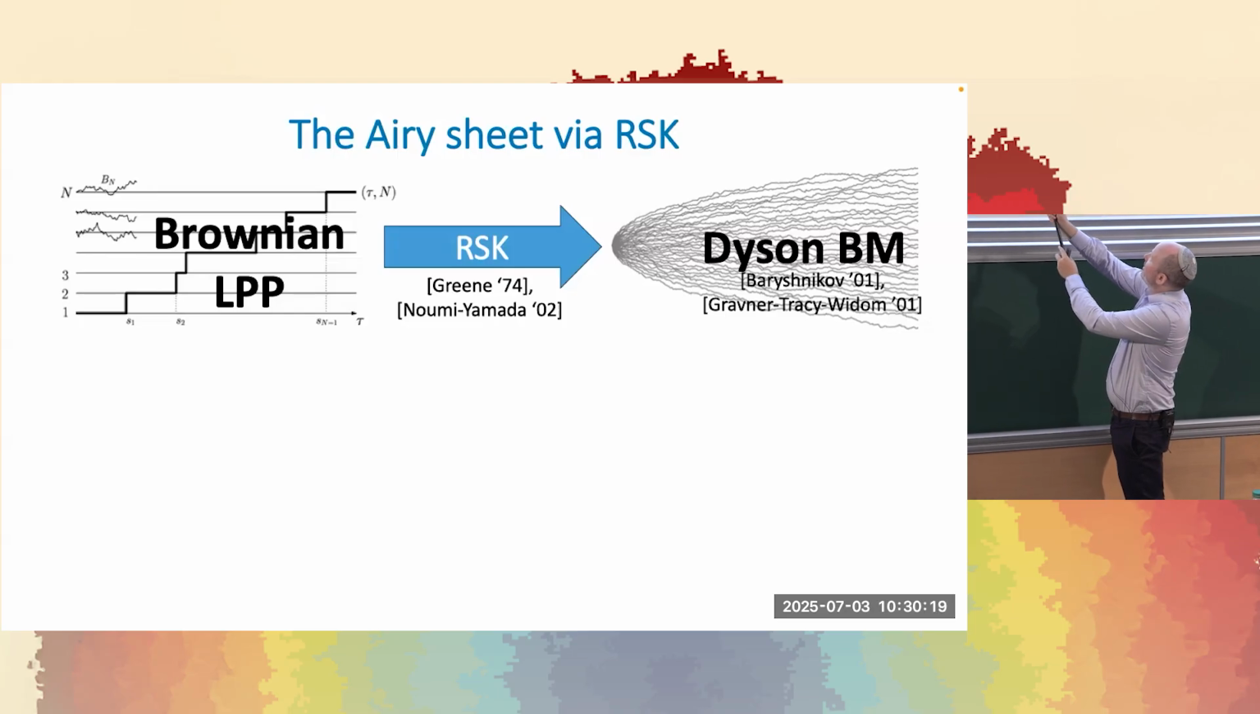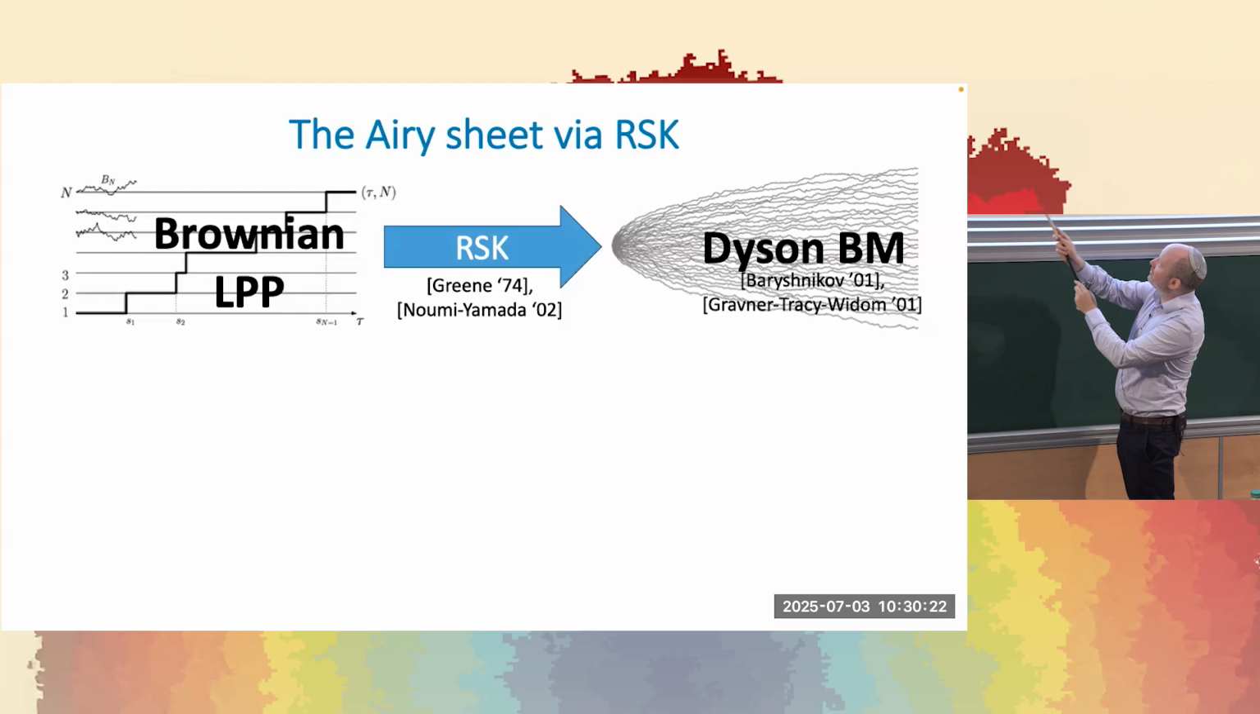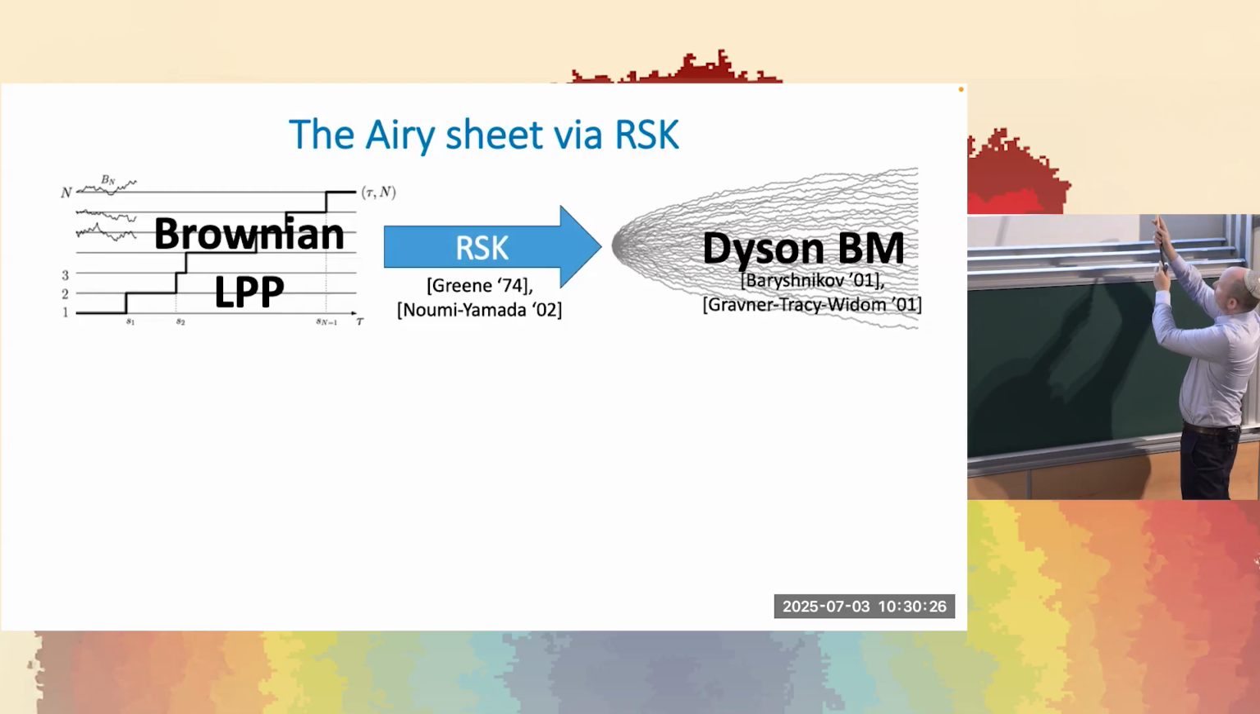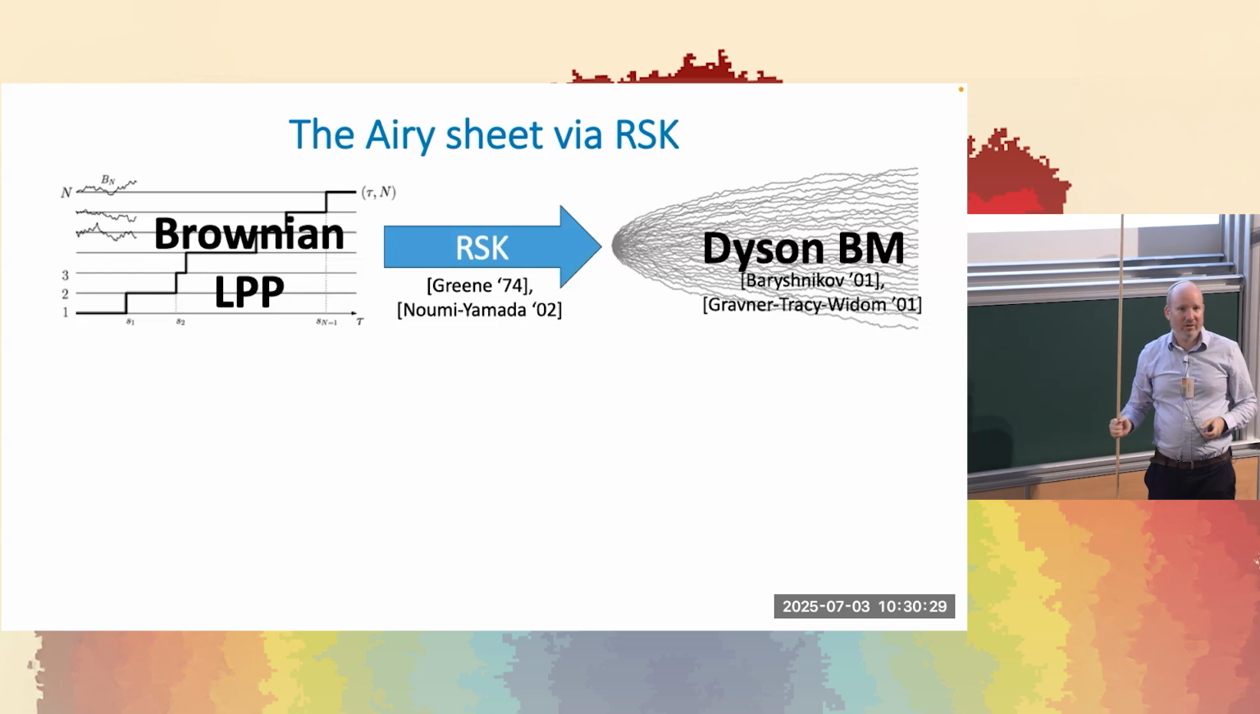And so what that tells you is that if you wanted to know the behavior as I vary my time tau of this last passage time, it actually is going to correspond to the fluctuations of the behavior of the top curve of Dyson-Brownian motion.